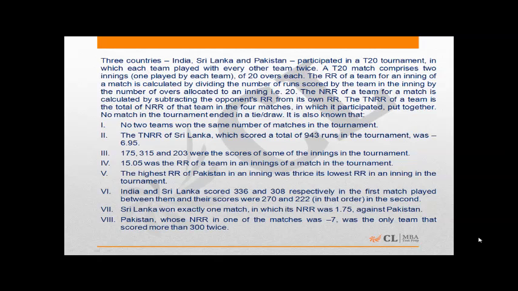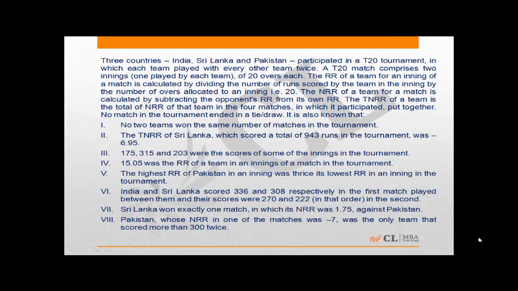The highest run rate of Pakistan in an innings was thrice its lowest run rate in an innings in the tournament. India and Sri Lanka scored 336 and 308 respectively in the first match played between them, and their scores were 270 and 222 in that order in the second match. Sri Lanka won exactly one match, in which its net run rate was 1.75, and that was against Pakistan.